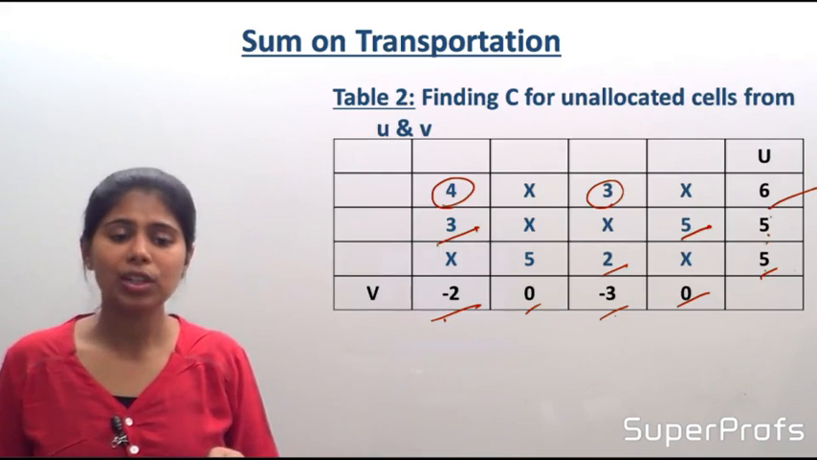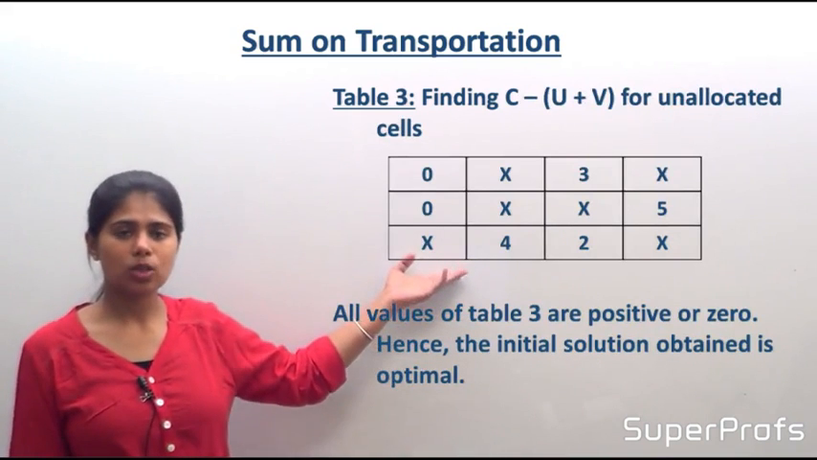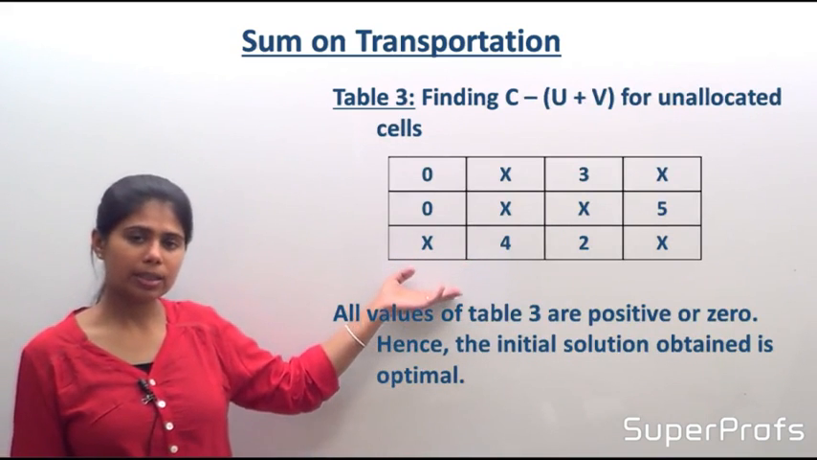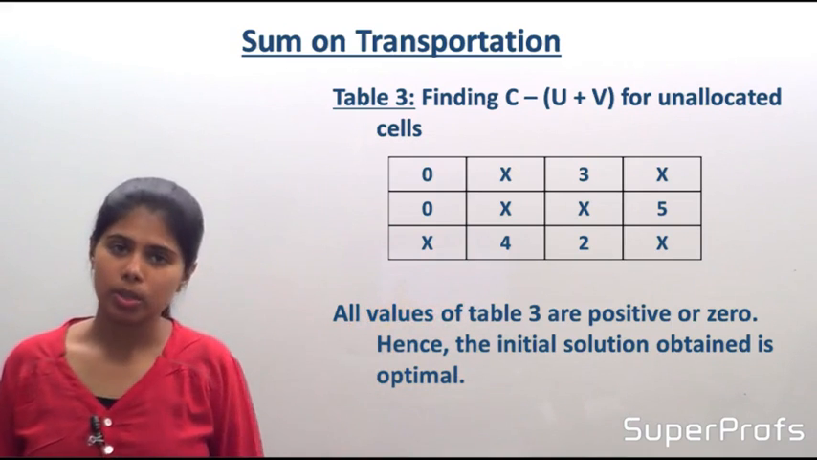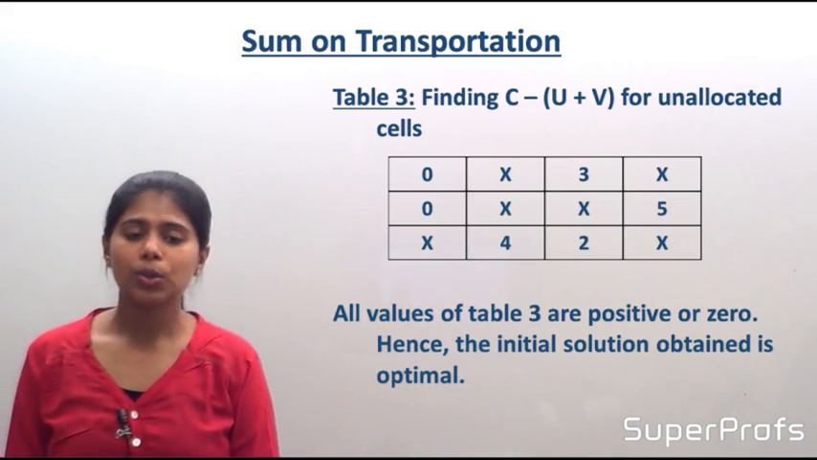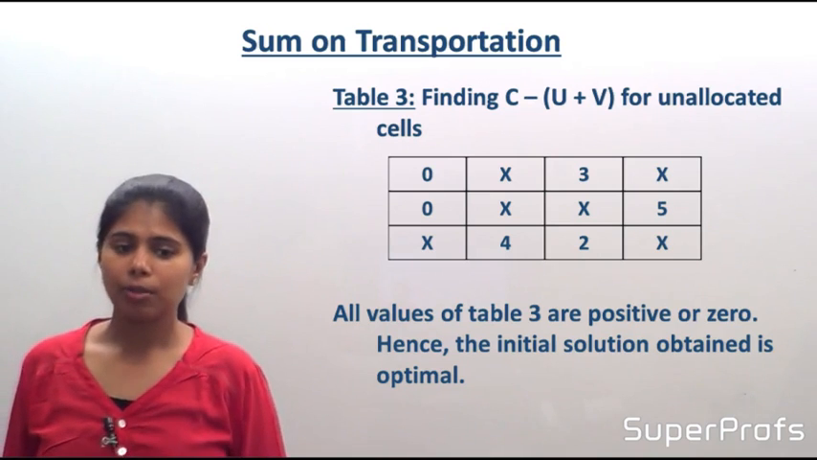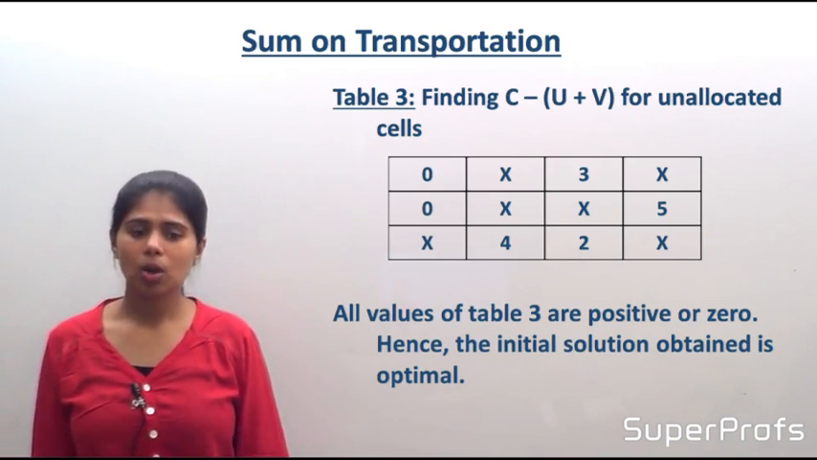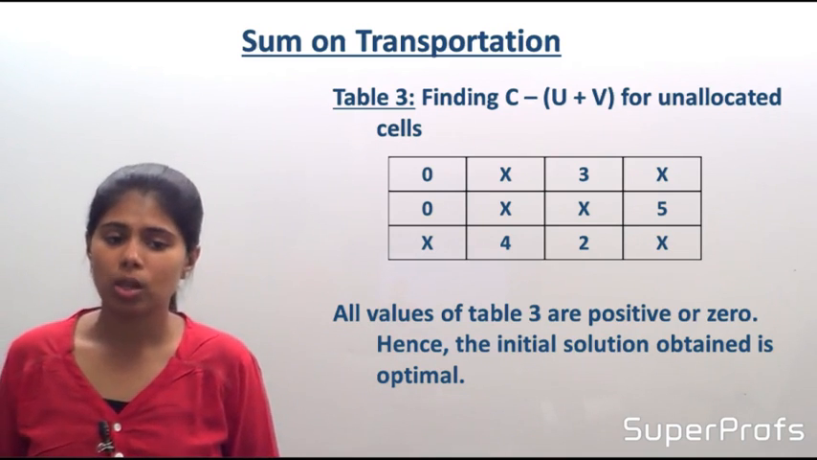Then I have 3 and 5. So just by deriving that, this is what I'm getting. This is the matrix that I will get by deducting the table 2 values from the actual cost values in the original matrix for the unallocated cells. Now if you see over here, all my values are either 0 or positive, and therefore this solution is optimal. This initial solution is optimal since all the values are positive or 0.